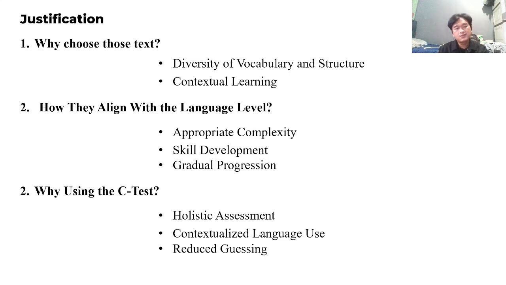Okay, for the second, how they align with the language level. First, appropriate complexity. The texts are designed for intermediate level students, featuring language complexity that is challenging yet accessible. They include compound and complex sentences which are appropriate for this proficiency level, allowing students to demonstrate their understanding of more advanced grammatical structures.